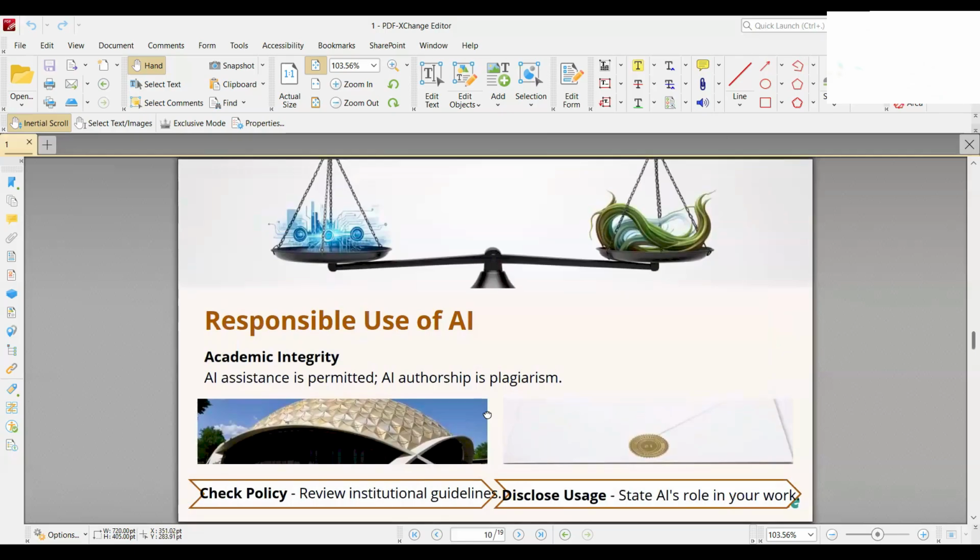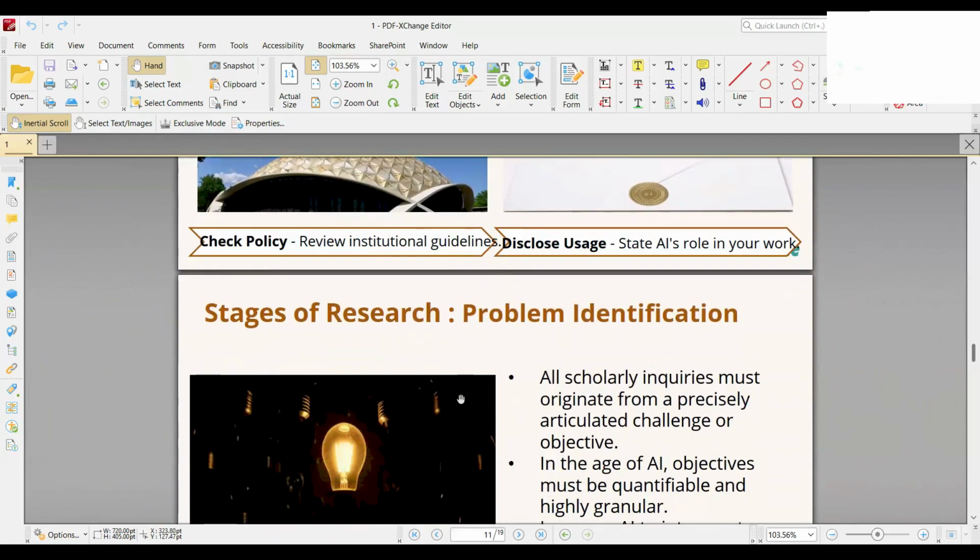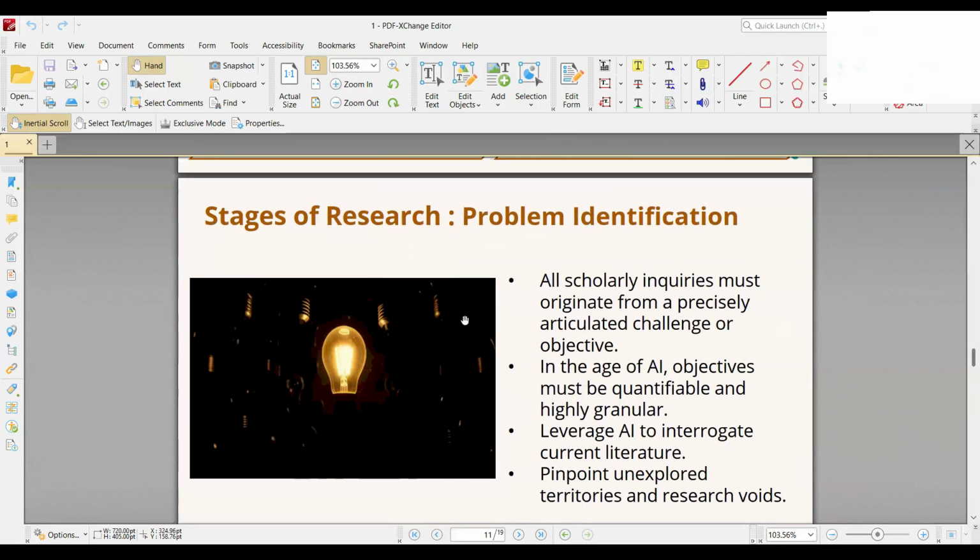So, the responsible use of artificial intelligence and academic integrity: it should assist the researcher. AI authorship is plagiarism, so we need to check the policy and review institutional guidelines. There are some stages of research.